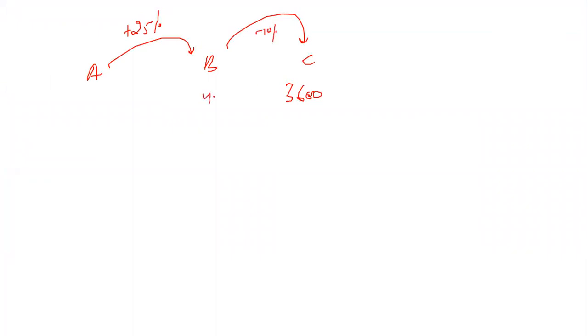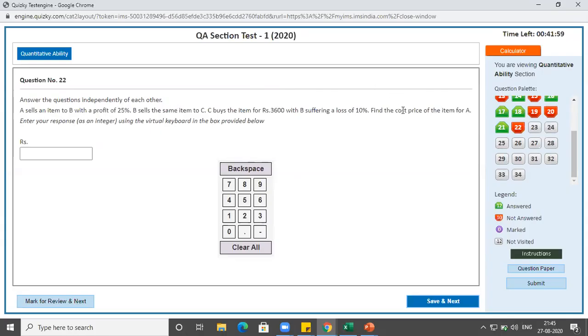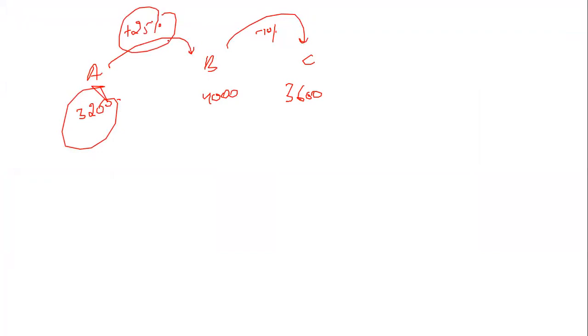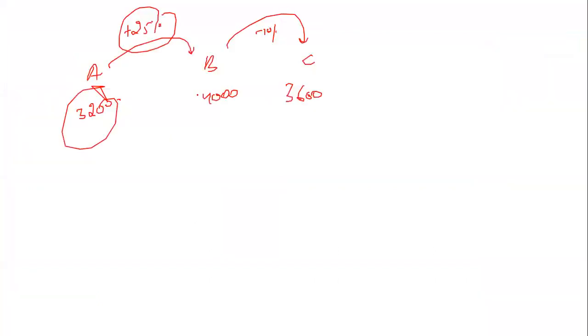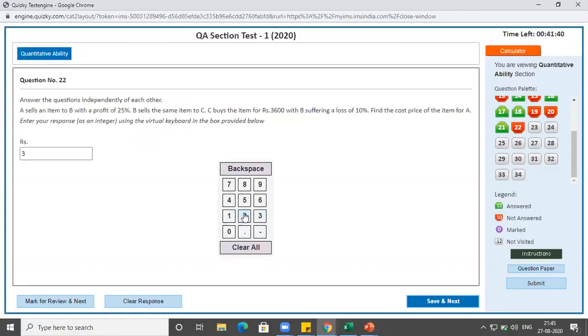देखते पता चल गया मेरे को B का price है 4000 rupees. और A ने B को 4000 rupees का बेचा था and gained 25%. So A की costing थी 3200. Okay. Find the cost price of the item for A. 3200 plus 25% gives me what? 4000 with 10% loss, 3600. Find the cost price for the item for A, 3200 is the answer.